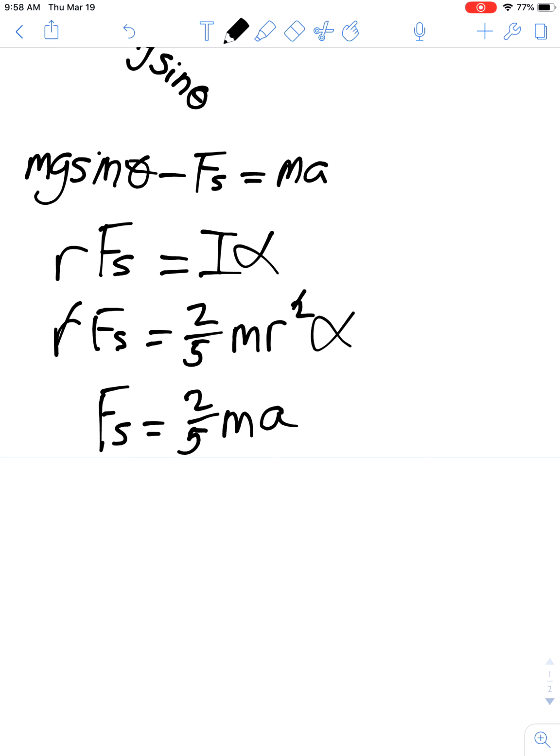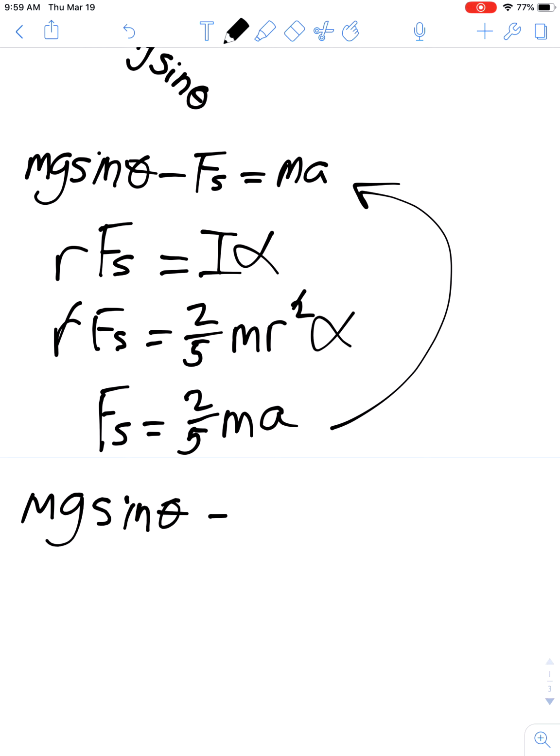Remember, the problem with static friction is we can't calculate it directly. We don't have the coefficient in this problem, and even if we did, it wouldn't be equal to mu times the normal force because static friction is not like that. It can vary. So this is great because now we can make a substitution. We're going to plug it into that formula up there, and we get mg sine theta minus 2/5 ma equals ma.